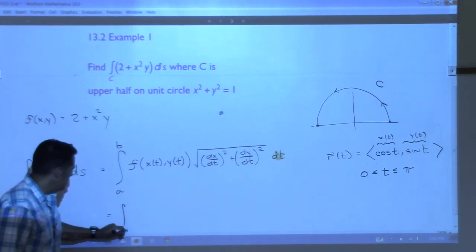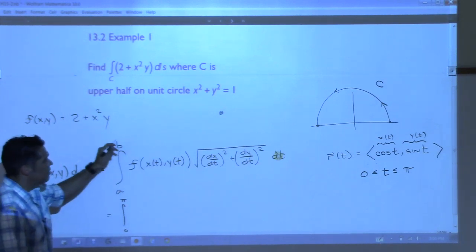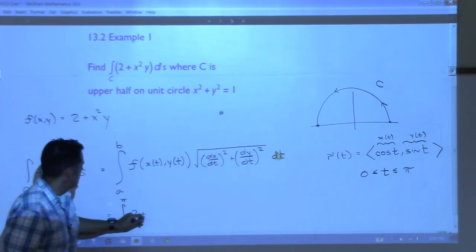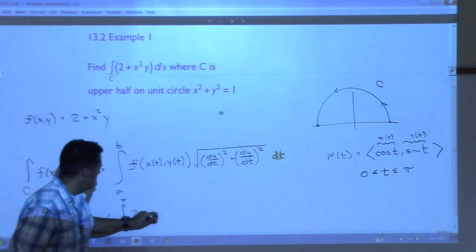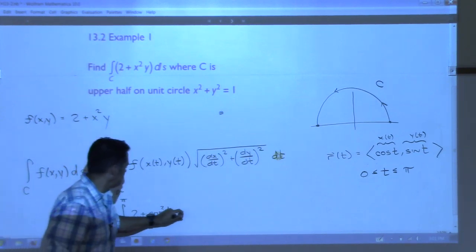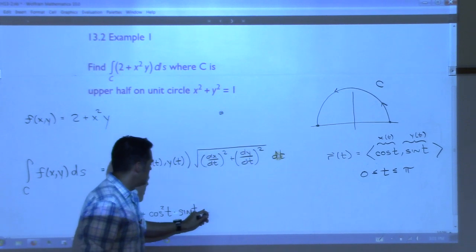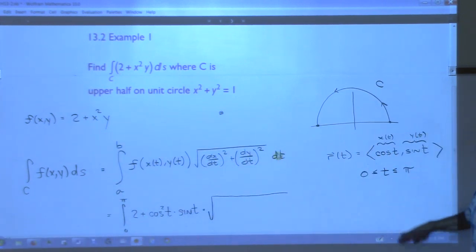Integral from 0 to pi. Now our function evaluated at those two parametrics: 2 plus x squared, so cosine squared t, times y, which is sine t. Okay, all of that times the square root. Now, I didn't write out the derivatives of these because I figured they're easy enough for us to do, right?